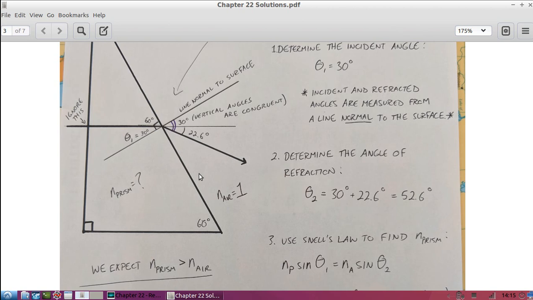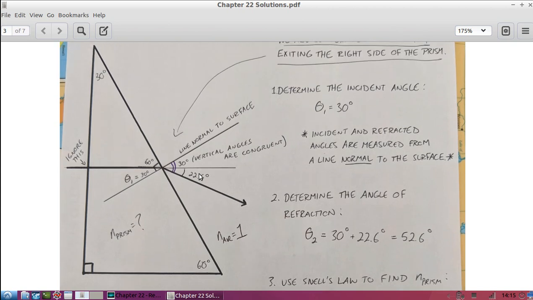Use pencil. I know that's not a very popular thing, but I use pencil whenever possible because I make a lot of mistakes. So redraw your diagram. We're seeing a lot of old geometry principles come back. Alternate interior angles are congruent. Vertical angles are congruent. The interior angles of a right triangle are complementary. Right? All of our trig stuff.